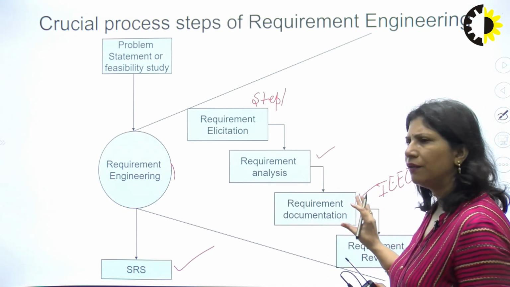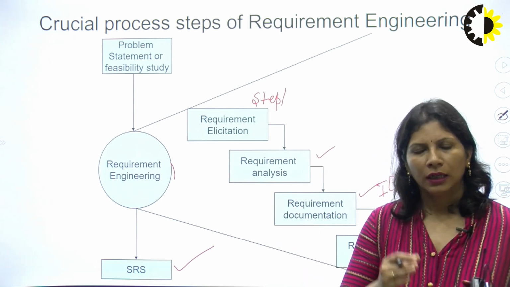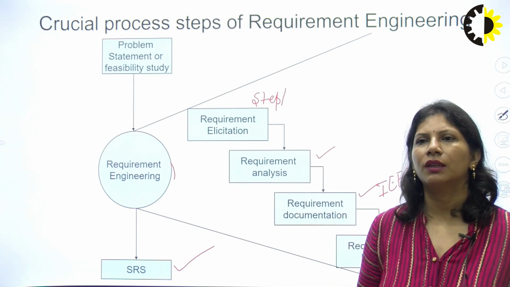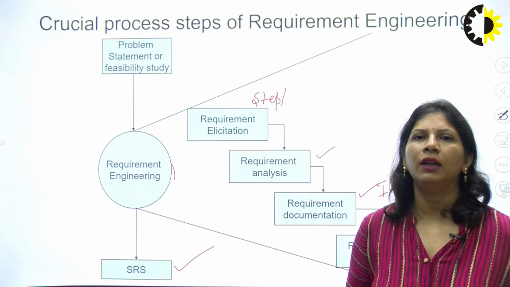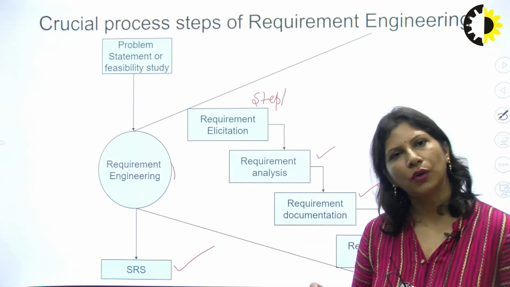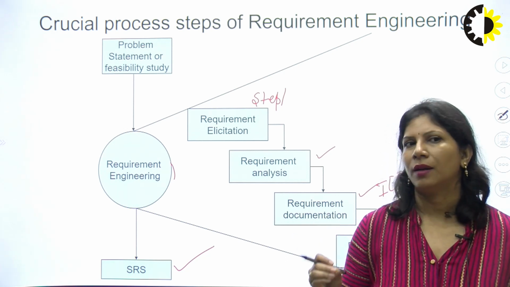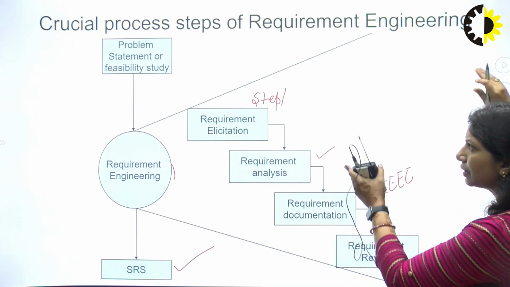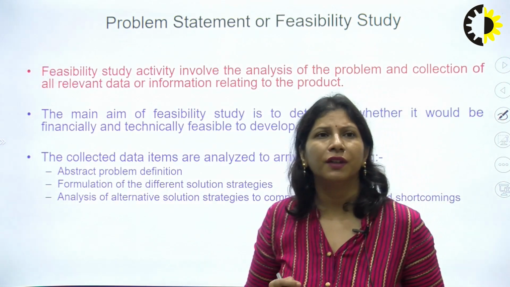While documenting, we should document the steps and all these things, what all the requirements are, what all the things we need, what all the tools we should use, that we will document. And finally, after documenting, we will make it in the form of an IEEE recommended standard for the SRS. So let us start with the beginning, how the problem statement and feasibility study will be done.